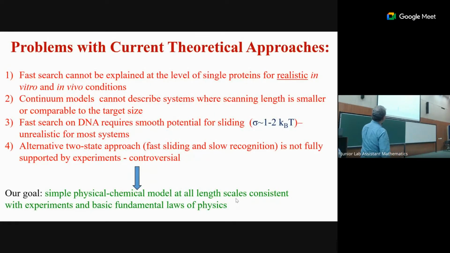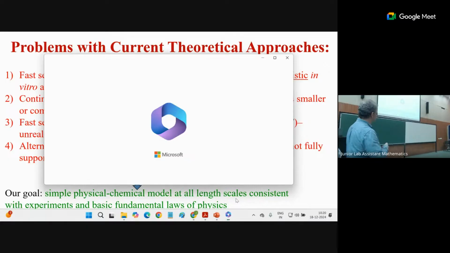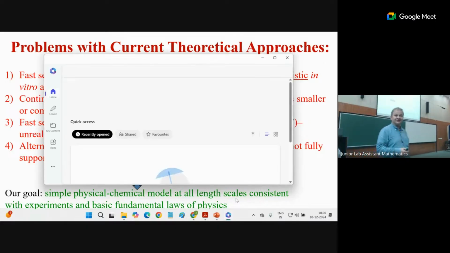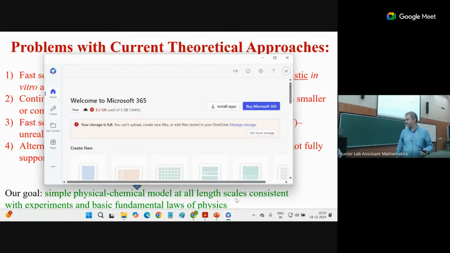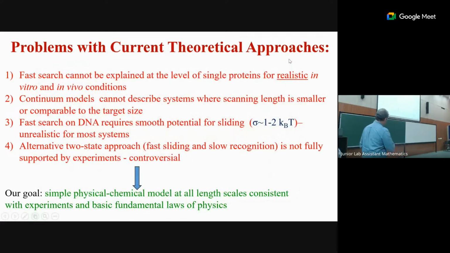Okay, so these are the problems with current theories. There's a fast search, but you don't know how to explain it well. You cannot explain reasonably well the fast search. People use continuum models. And you have to have a smooth potential in DNA, but it's probably unrealistic. And there are some other things. So I would like to show you that a stochastic picture can explain things reasonably well. A discrete stochastic picture. It's important to be discrete stochastic.